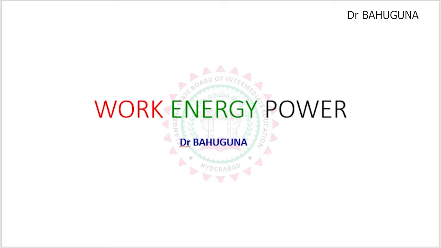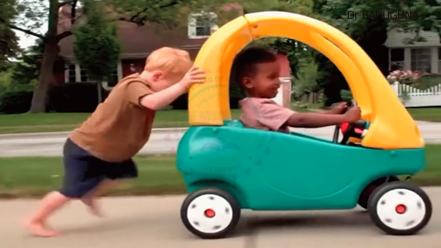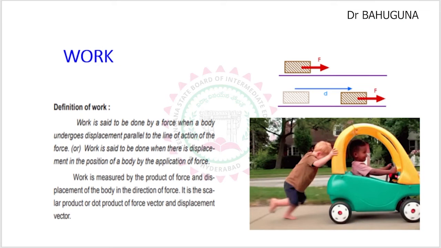This is a short answer question. We'll understand work first. This person is applying a force on this car. If there is a displacement, then work is said to be done. When we are applying a force on the body, if there is a displacement, then work is said to be done. That is the definition. So, what is the definition of work? Work is said to be done by a force when a body undergoes a displacement. So, when there is a displacement by the application of force, then only work is said to be done.